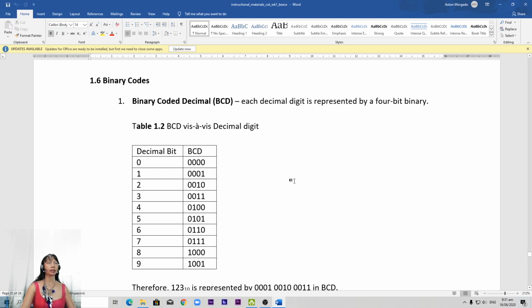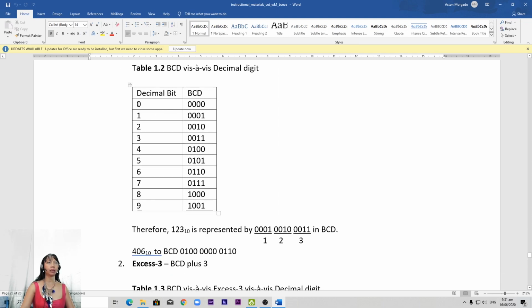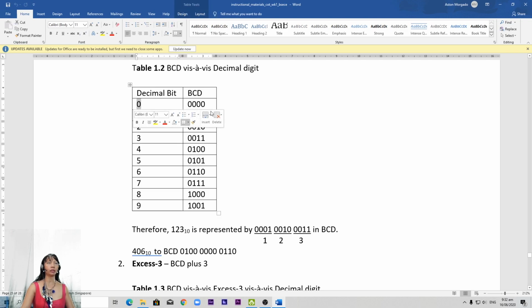Okay, so let's start. The first of the binary codes that we're going to tackle is the binary coded decimal, or BCD. Each decimal digit is represented by a 4-bit binary. We all know that a decimal digit is 0 to 9. Those are the valid symbols. So each digit in decimal should be represented by 4 bits in BCD.